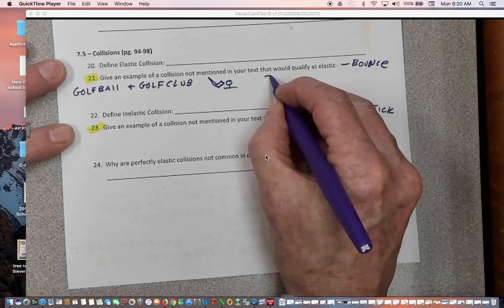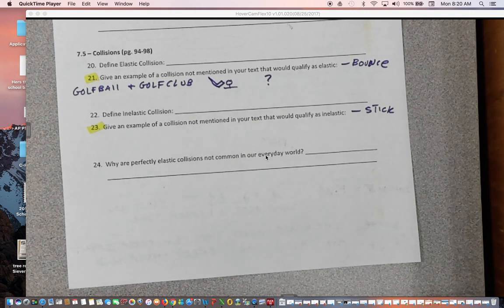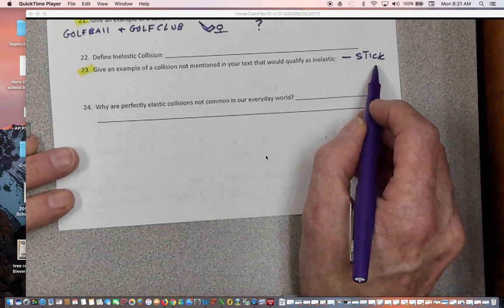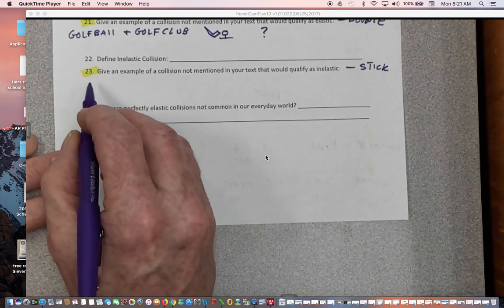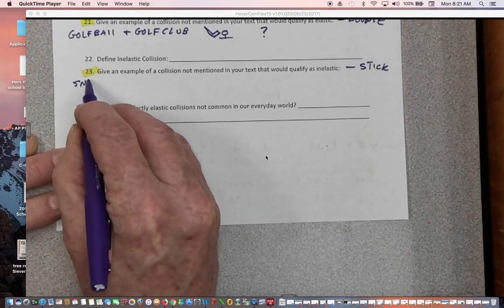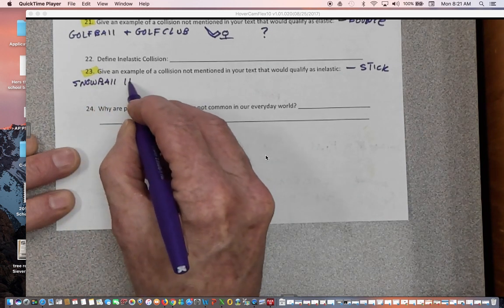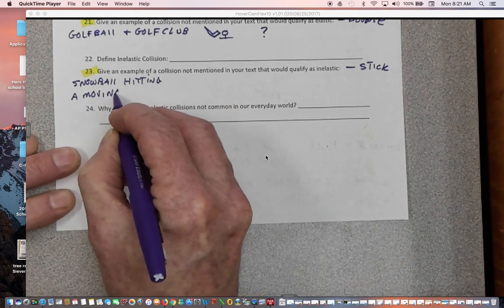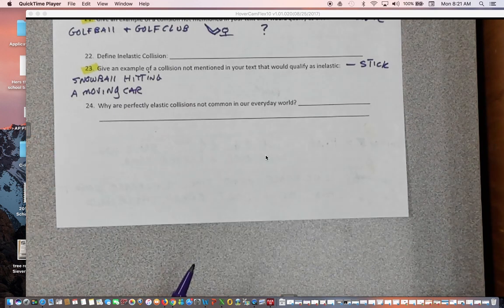Can you think of one on your own? You do that right now. Think of your own and write it down. Example of something that sticks, well, a snowball hitting a moving car. Snowballs stick to cars when you hit them. They don't normally bounce off. So you think of one where something's thrown or two things collide and they stick.